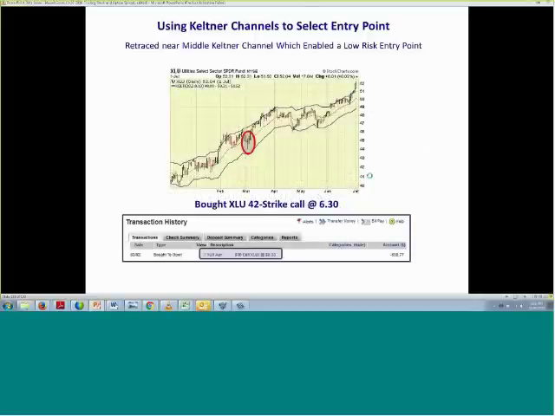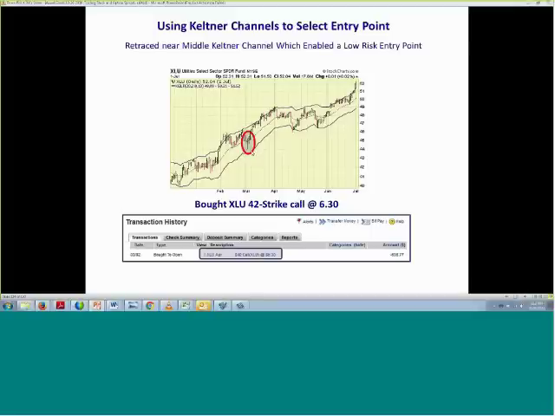And here's some actual examples. These were option trades that we took, and these stocks were on a buy signal. The 50-day EMA was above the 100-day EMA, and then we waited till the stocks retraced towards the middle or lower channel before we entered our call option.